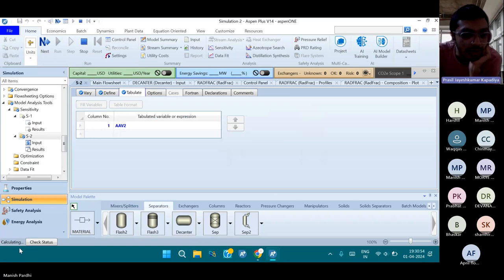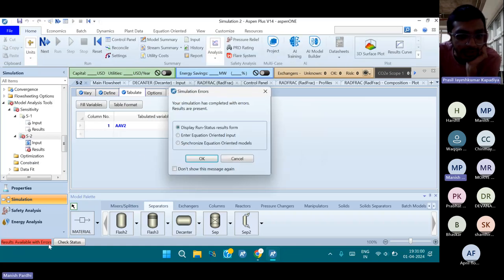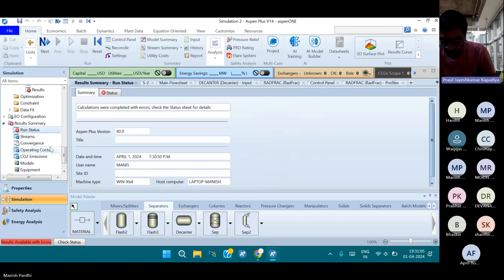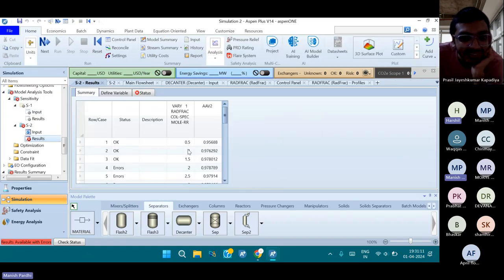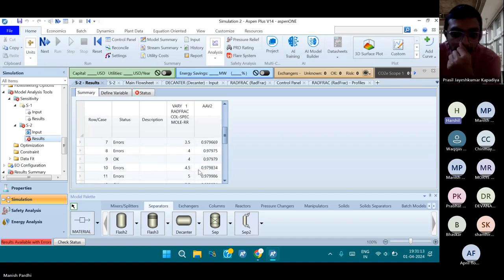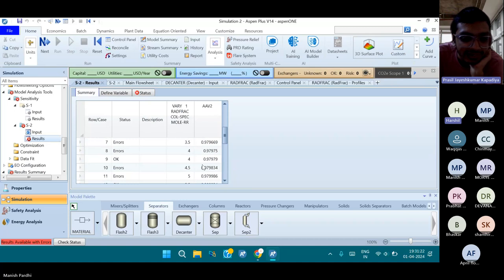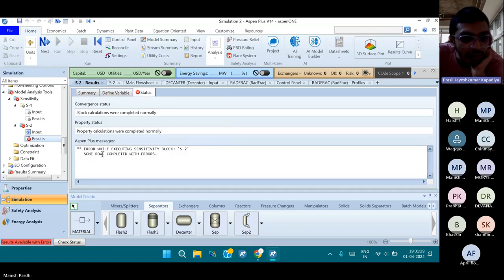I guess it will show some error. Yeah, expected. So let's see what the reflux ratio is. I assume minimum is not 4. No, minimum is 4, but I think there is some error with what we are trying to find, because already the water content in acetic acid is 0.02 mole fraction. That's why it's not working. See, it's not changing. Even 98, error while executing, some rows completed with errors.